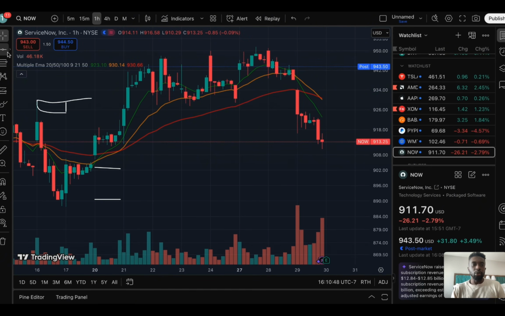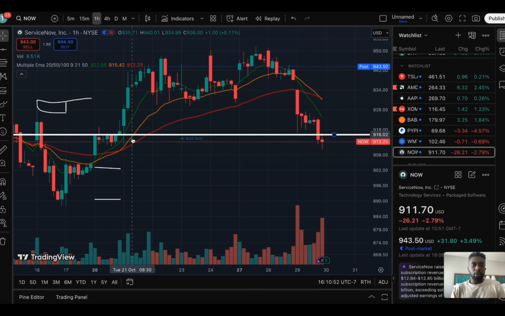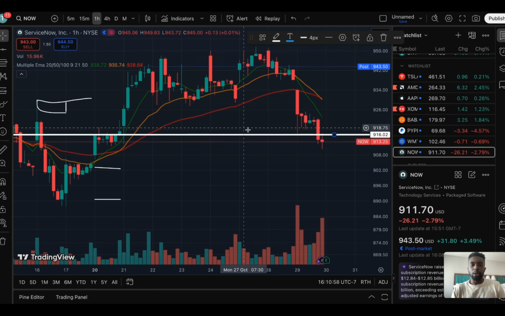You can, if you want to, draw this as a level of resistance, right? Right here. You can draw this as a level of resistance because we came up to this level many times. We didn't break above until we finally did break above and we flew, right? It's up to you how you draw these lines, right?